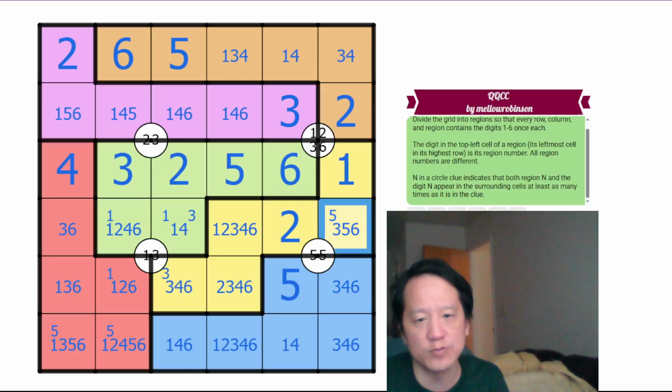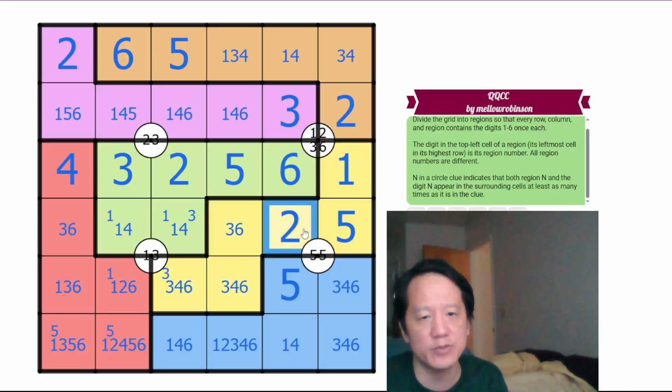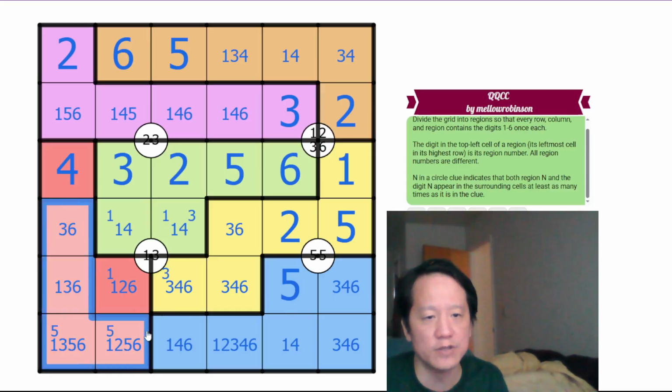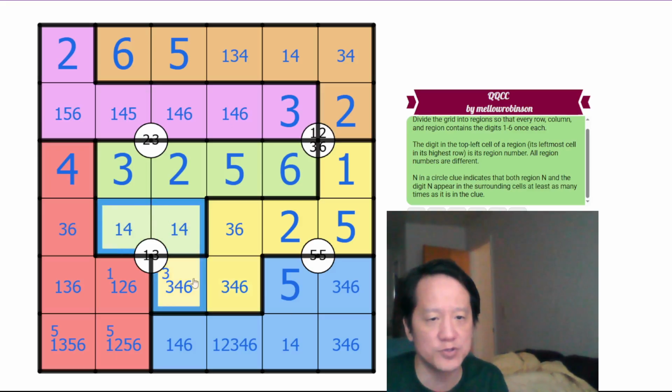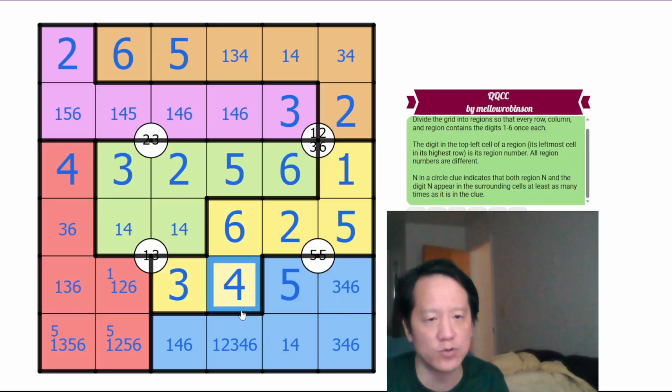We have to have a 5 surrounding here, so that's 5. No 2, this is 1, 4 as a pair. That means this can't be 1, 4, it's 3 and 6. No 2 here because of 2 in the box, or region. 4 can't be here because of 4 in the region. This is 1, 4 as a pair. We have to have 3 surrounding this. So this must be 3 here, which makes this 6, which makes that 4.